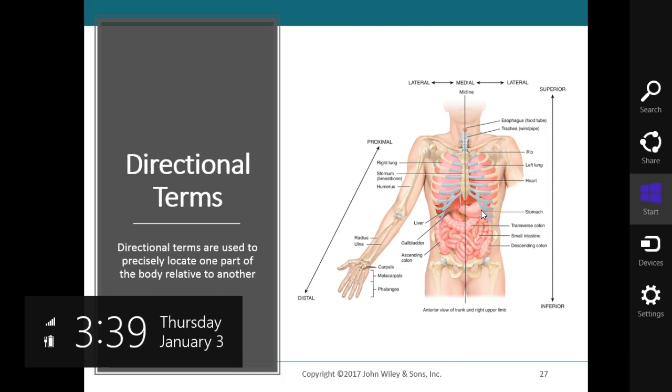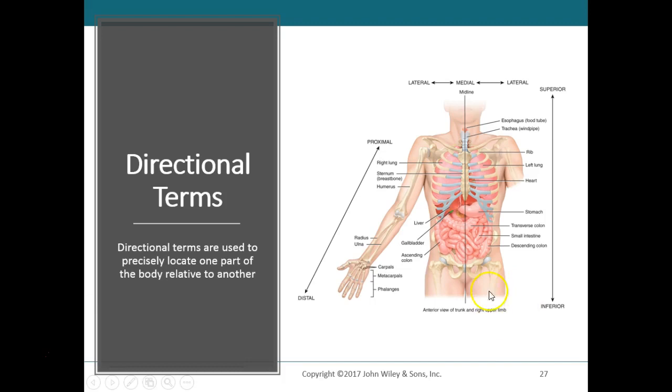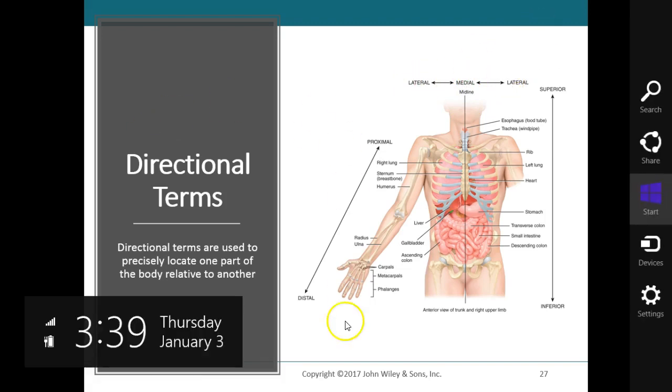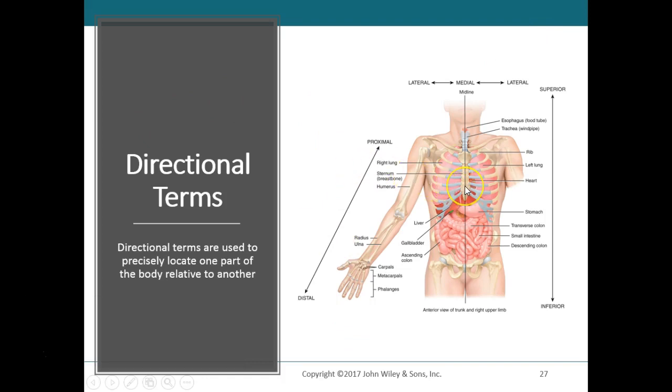Okay? So we don't have to just look at these external features. We can talk about internal features as well. The small intestine is inferior to the liver, which means it's below. Medial refers to toward the middle, and lateral is to the side. So the sternum is medial to the arms. Okay? The clavicles are medial to the shoulder. They're more toward the midline.